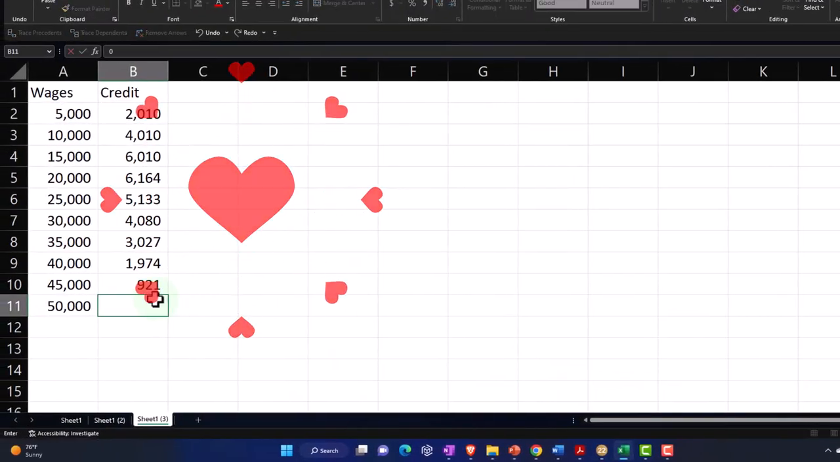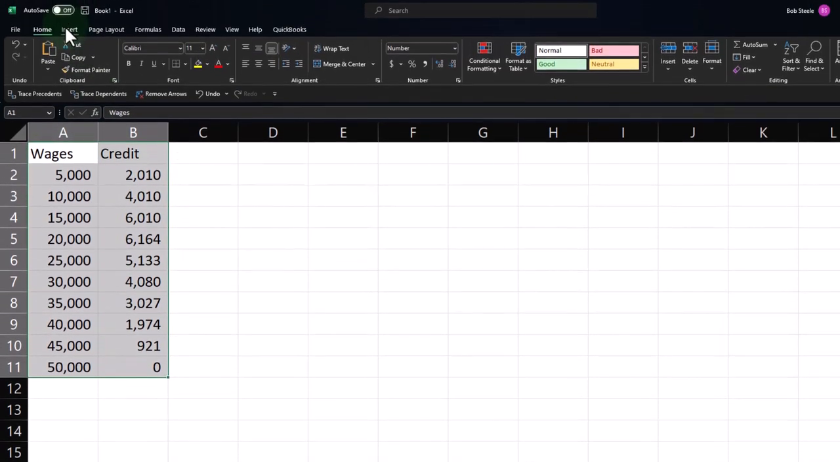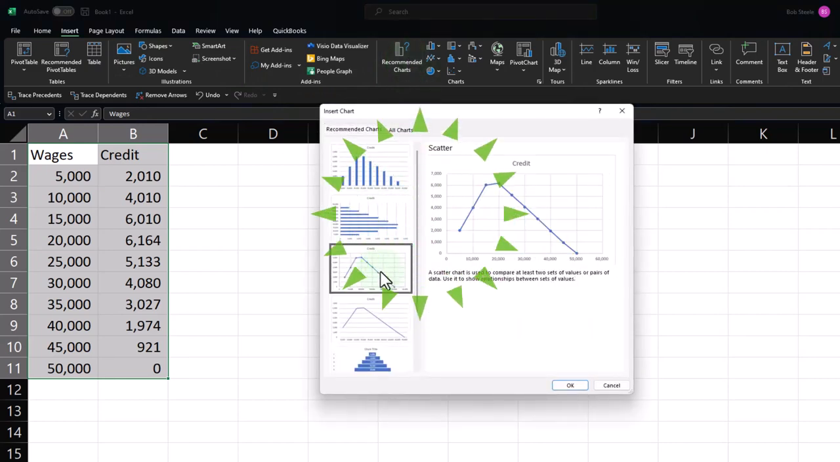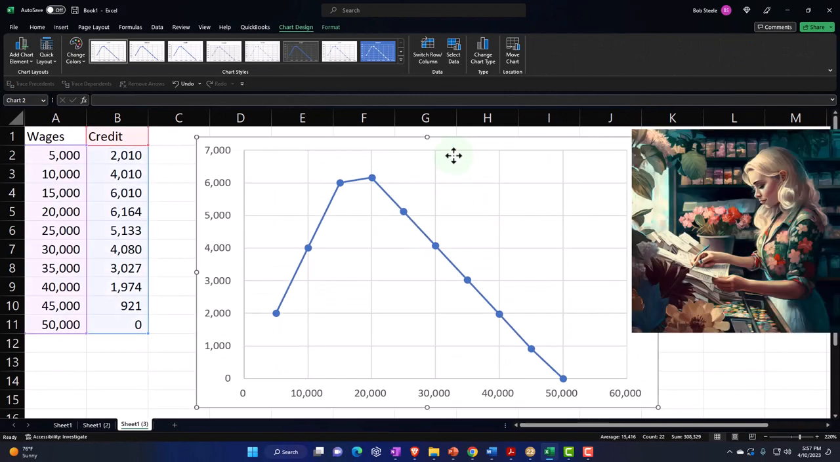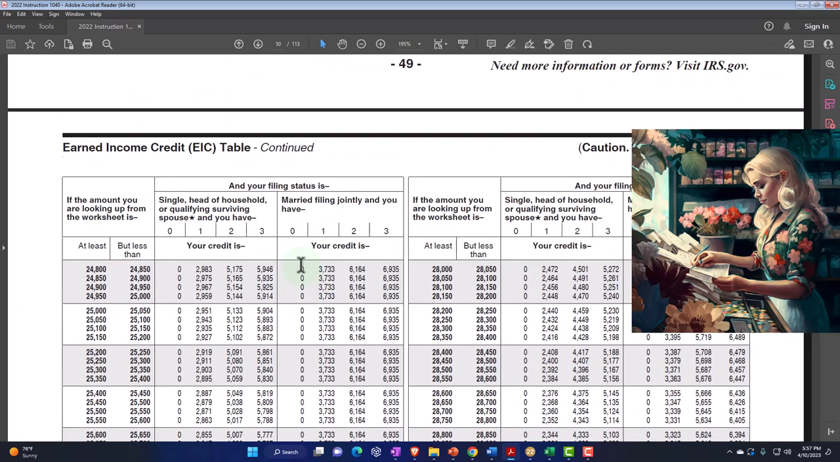And if we plot this curve, there are just a couple of plot points of the curve. Insert recommended graph. Plot it out. And so as the income goes up, our credit goes up because it's an earned income tax credit. But then it has to hit a cap at some point and then go back down. The maximum amount of the credit is at 6164, which mirrors what's over here on our tables.